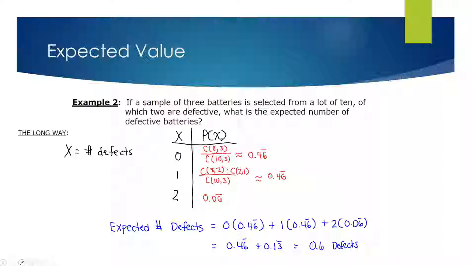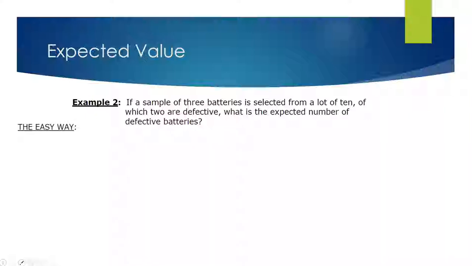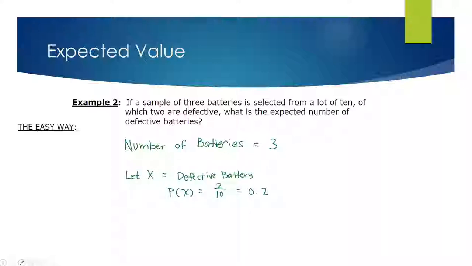Now, the short way for this particular circumstance depends on the context. The previous one is what you have to do most of the time. With this one, I say, okay, I'm choosing 3 batteries. I know that 2 out of 10, or 0.2 of them, are defective. So 3 batteries times my probability of 0.2 gives 0.6. That's another way to come up with the expected value: I know how many batteries I'm choosing, and I know on average what the probability of getting a defective battery is.